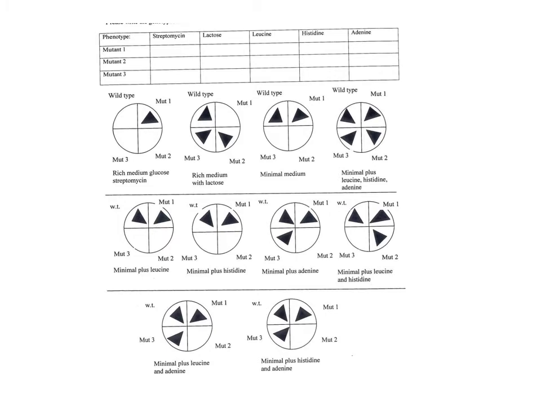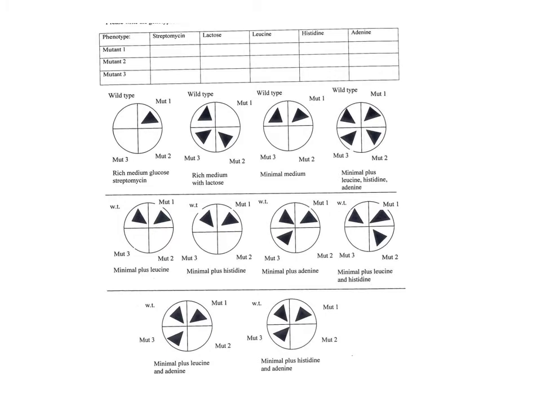The next plate is minimal plus leucine. Neither mutant 2 nor mutant 3 grows. Minimal plus histidine, neither one of them grows. Minimal plus adenine, mutant 3 does grow. That tells us that the only requirement mutant 3 has is adenine. So mutant 3 is Ade minus, but it's also His plus and Leu plus because it does not require those supplements. The only thing it needs is adenine.